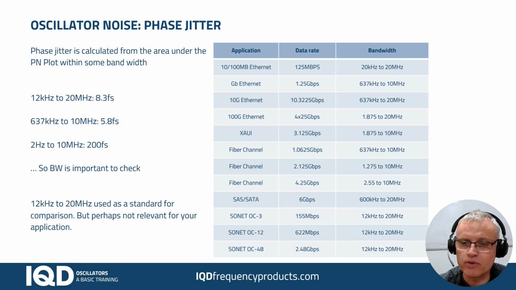So it's important to consider, when you're looking at a phase jitter value, whether the integration bandwidth is 12 kilohertz to 20 megahertz and therefore a good comparison between this product and another product, or is it in fact the integration bandwidth that's necessary for your application, or is it some totally arbitrary figure and shouldn't be used in comparisons at all.